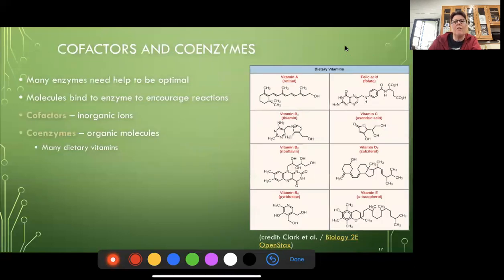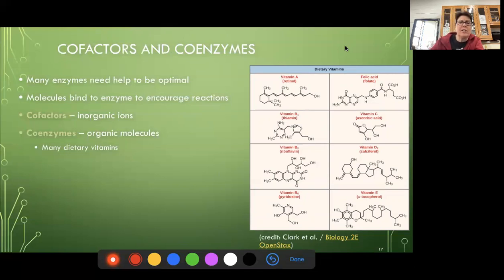We also have what are called cofactors and coenzymes. So many enzymes need a little bit of help to work at their optimal speed. And so they have these other molecules that bind to them to help them fold in their best possible shape, their best conformation. Conformation is another word for shape.